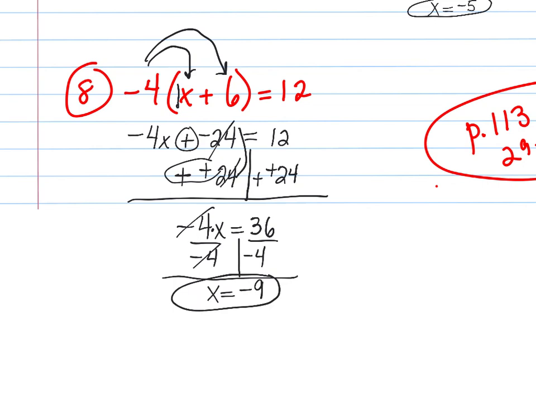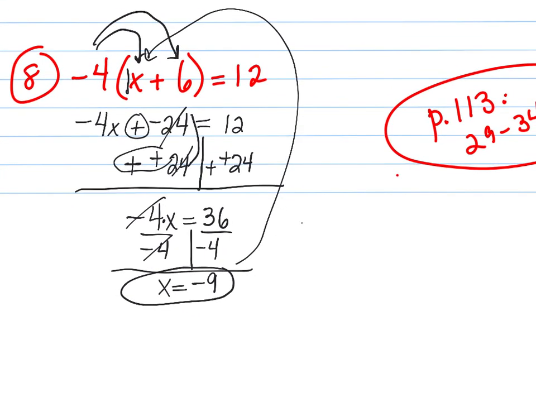How do we know if we're right? We check it all the way back up in here. So I'm going to write -4 times -9, because that's 1x, right? Plus 6. I want to know, is that 12? This is the order of operations on your check. Do we have any parentheses? Yep. So -9 plus 6 is -3. And now you take -4 times -3, which is? 12. Is that what I wanted? Yep.